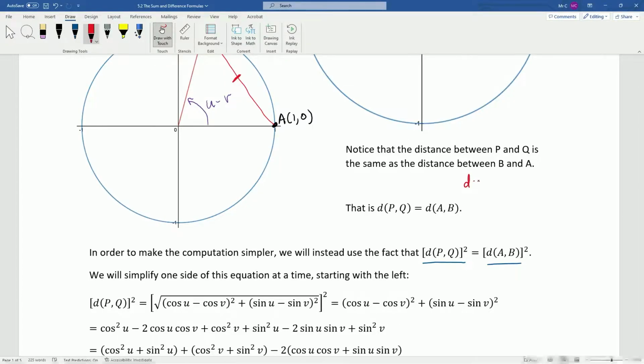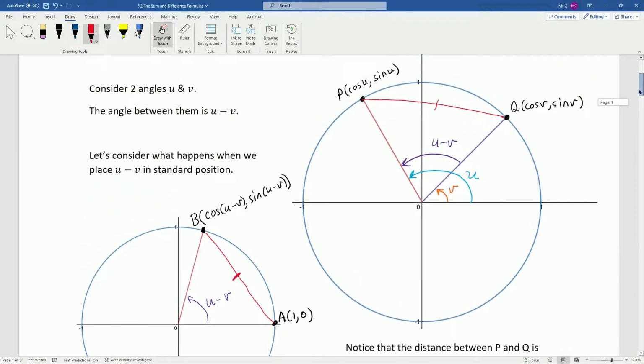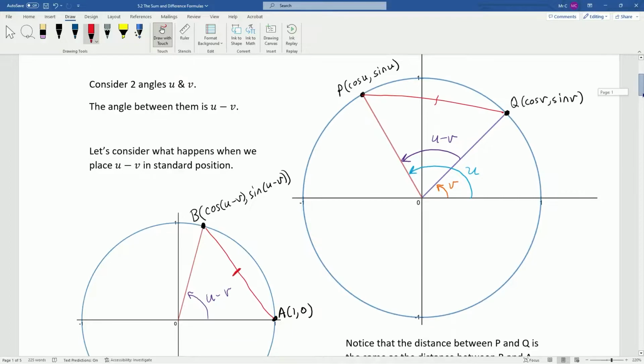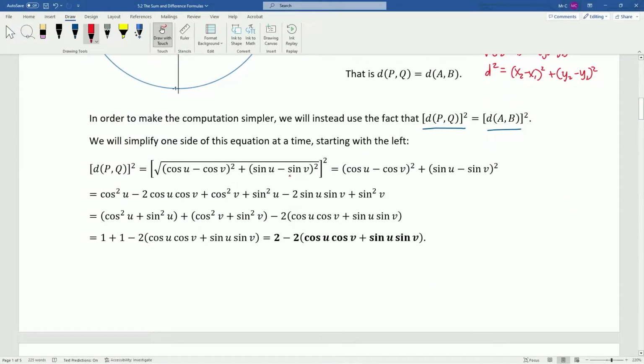If you're a little rusty on that, just remember the distance formula is the square root of x2 minus x1 squared plus y2 minus y1 squared, which is really just the Pythagorean theorem, but solved for the third side. So again, when we look at P and Q, the x and y is cosine of u, sine of u for P and cosine of v, sine of v for Q. So all we're doing is taking those x and y values, plugging them into the distance formula.